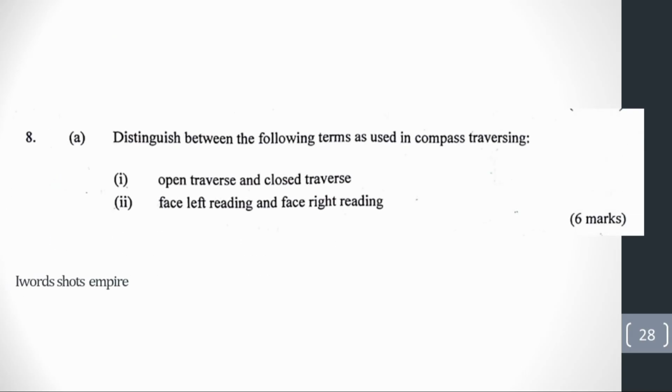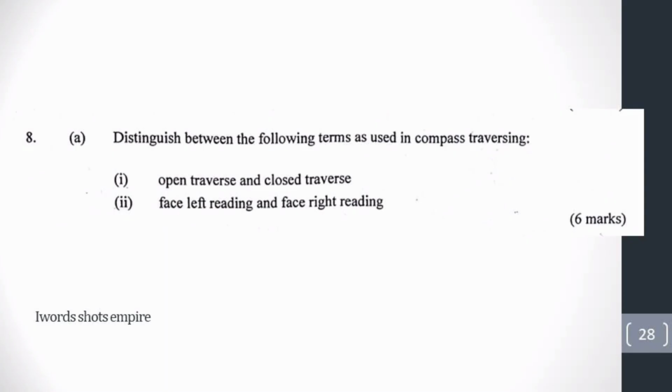Now let's go ahead to the final question. Question 8A. Distinguish between the following terms as used in compass traversing: open traverse and close traverse, and face left reading and face right reading. A total of 6 marks.